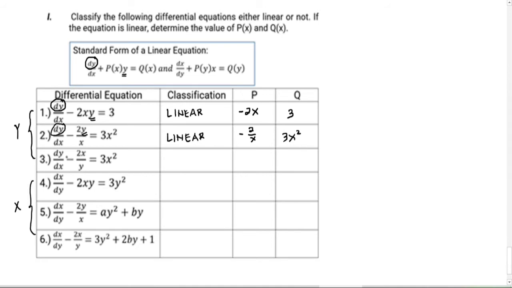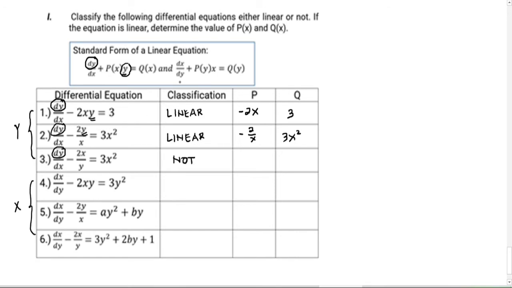For number 3, again we have here dy, but we don't have y in the numerator. Instead, our y here is in the denominator. In short, our y here is raised to the negative 1. But in our standard form, it should be y raised to the first power. Therefore, this is not linear.